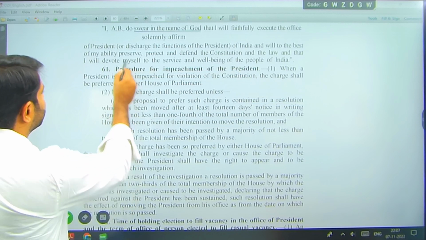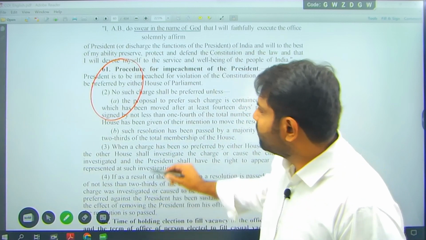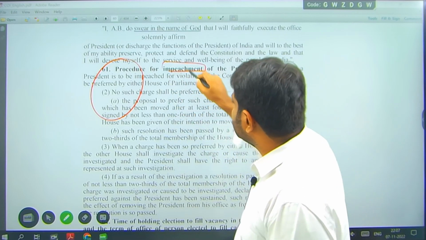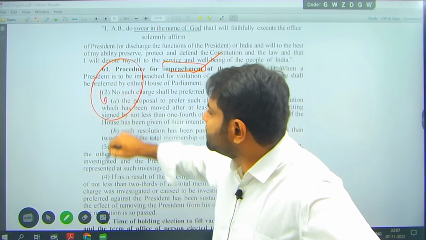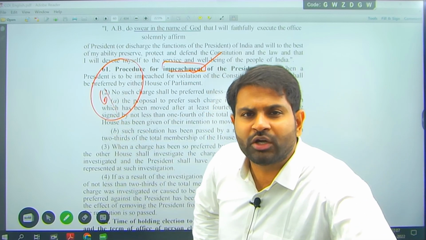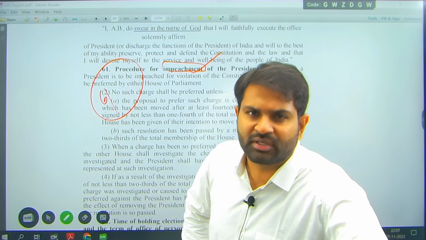Article 61. Article 61 is very important. Impeachment of president. Remember, we use the word impeachment nowhere else except removal of president. Impeachment of president is mentioned in Article 61. Impeachment means removal of president. Who can remove the president? Who can elect the president? Who can remove the president?